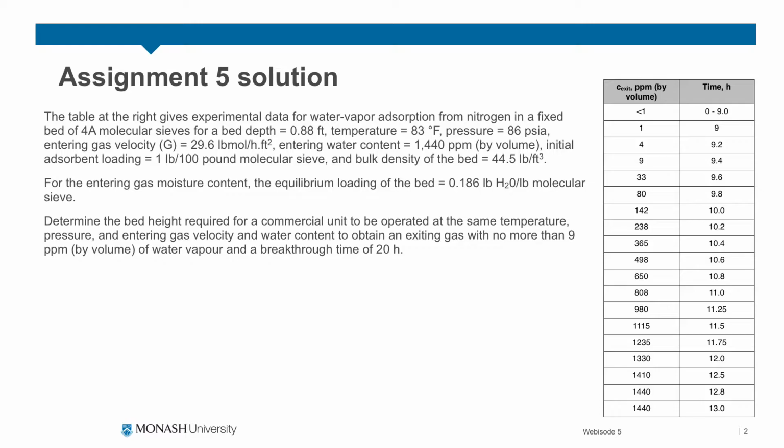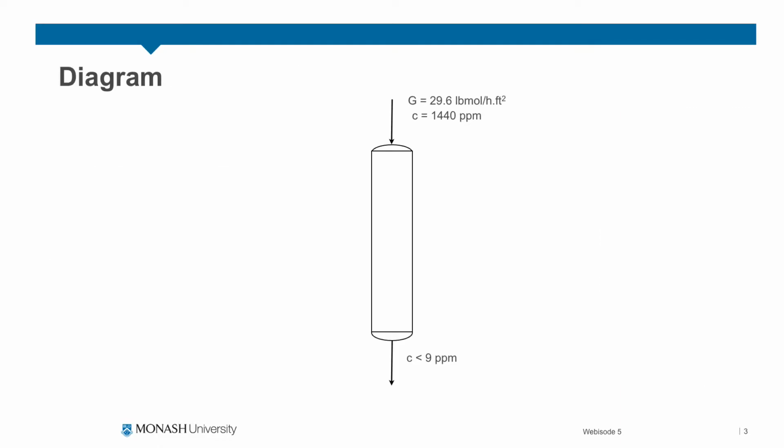We're asked to determine the bed height required for a commercial unit, so for a different column operated at the same conditions, so that the exiting gas has no more than 9 ppm by volume and a breakthrough time of 20 hours. So if we draw a quick diagram, there's our packed bed with the flow rate and concentrations shown on it.